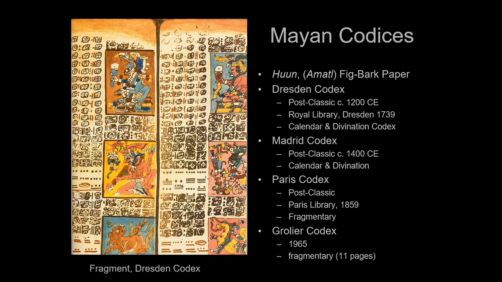So the only two complete Mayan books we have are the Dresden Codex and the Madrid Codex. The Paris Codex is fragmentary, but is in pretty good shape. The Grolier Codex is a recent discovery, and it's just 11 pages. So we have this incredible loss of material, and it's just tragic. No doubt histories, natural histories and other things were lost.